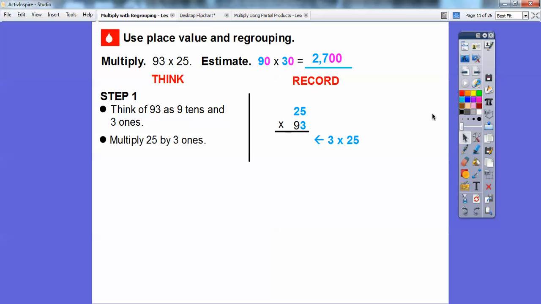Well, think of 3 quarters. How much money do you have when you have 3 quarters? You have 75 cents, because a quarter is 25 cents. So 25 times 3 equals 75.